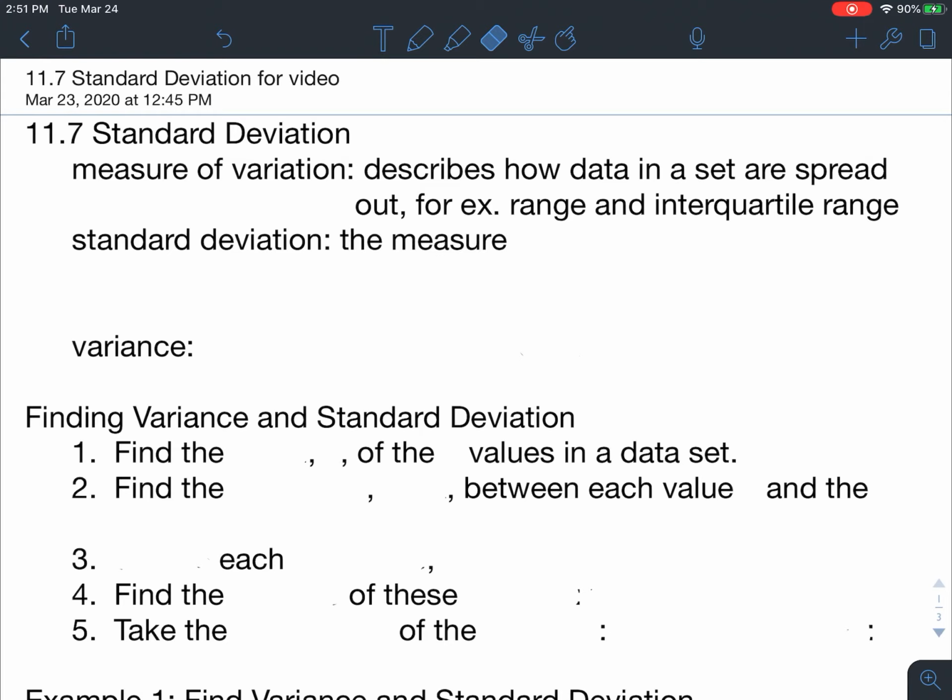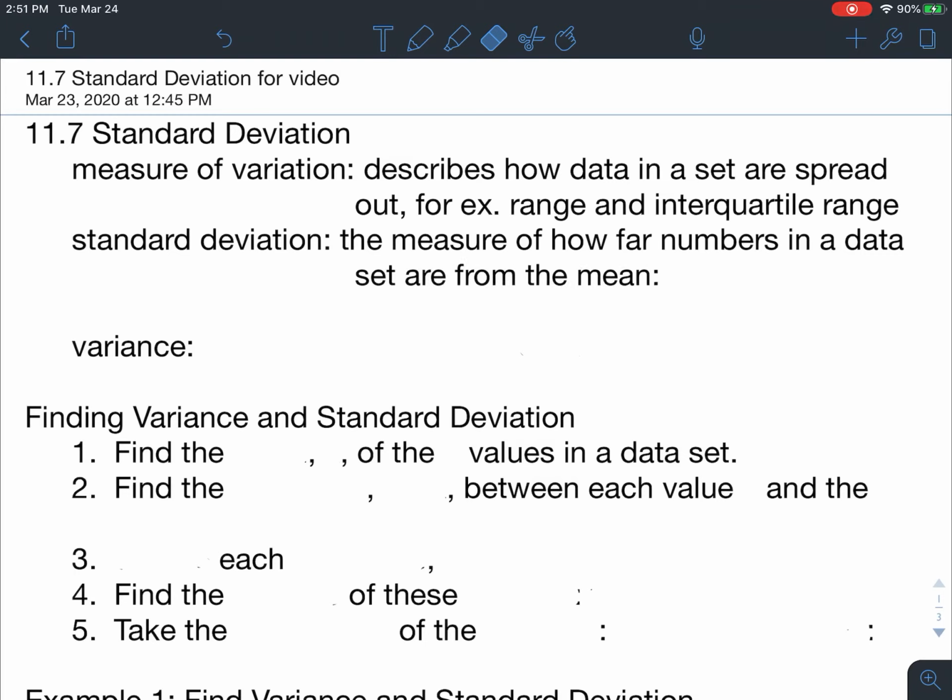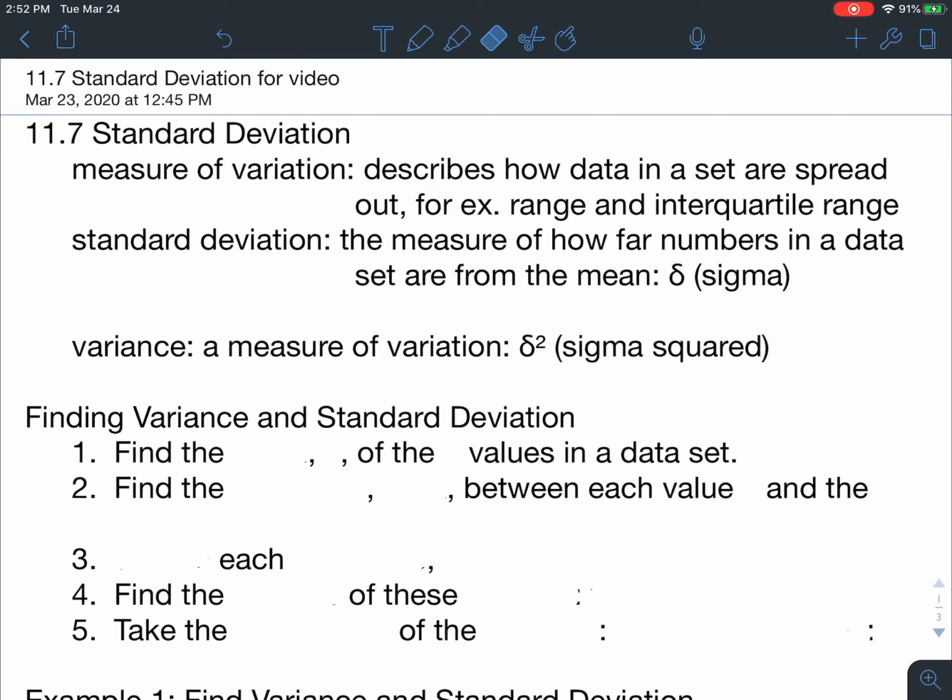Standard deviation is the measure of how far numbers in a data set are from the mean. And it's denoted by the Greek letter sigma, the small sigma, not the capital sigma. That might be a hard symbol for you to draw, but I'm sure you can do your best. Variance is another measure of variation, and that's denoted by sigma squared. So variance and standard deviation are very closely related.